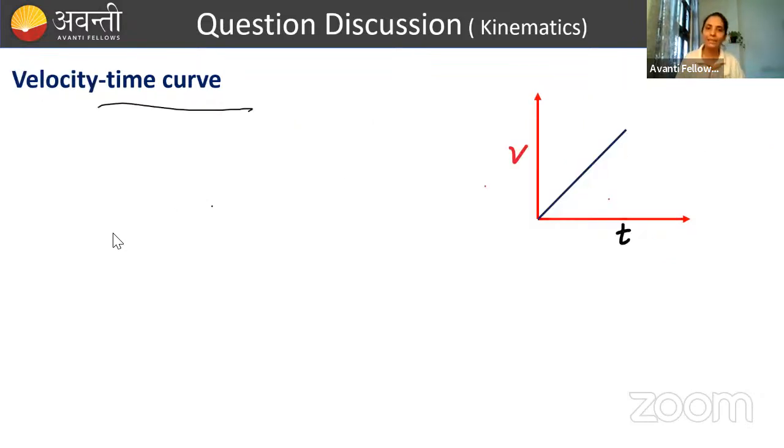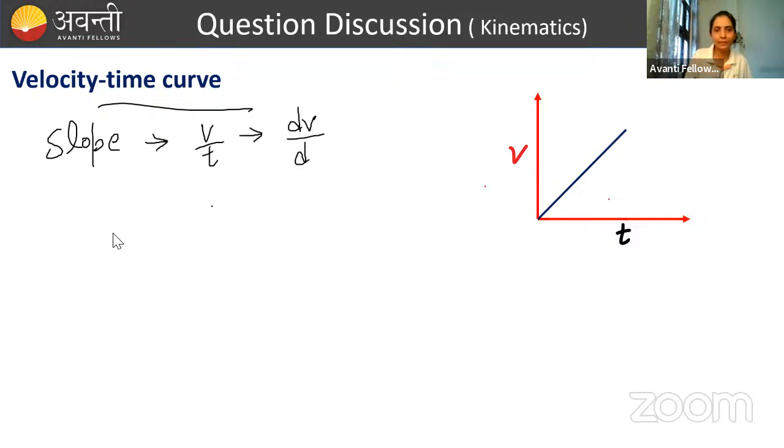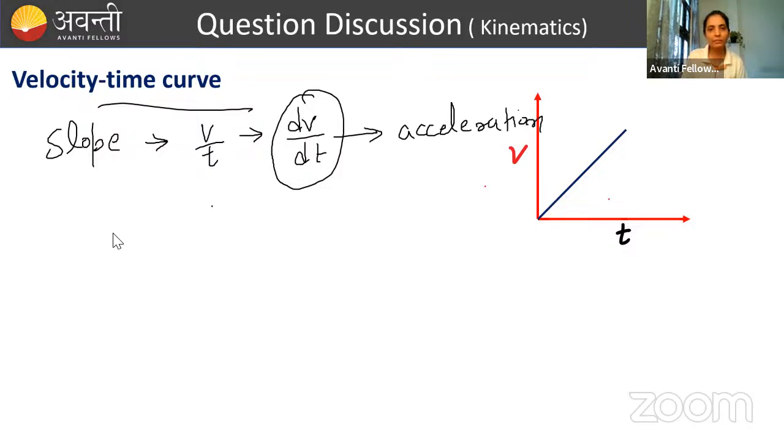Now let's read the vt curve. Again we will look at two things, slope and area. First, the slope. The slope of the vt curve is v by t, which we can write as dv by dt. So dv by dt is equal to acceleration. The slope of the vt curve gives us a very significant physical quantity, and that is acceleration. So we need to read the slope of the vt curve.